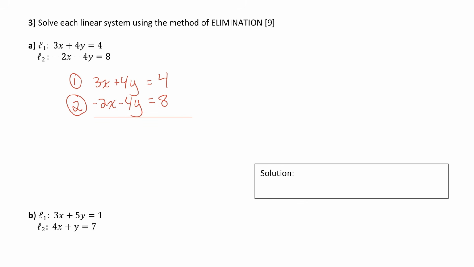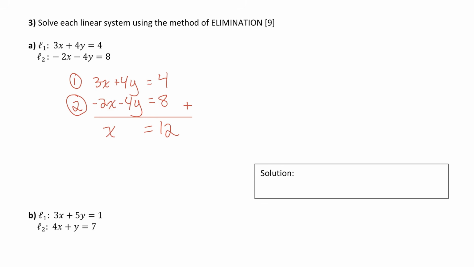Because the coefficients of the y's have opposite signs, I know that adding them will eliminate them. If we add all like terms, so add the x's first, 3x plus negative 2x is just 1x. Add the y's, 4y plus negative 4y is 0y, the y's eliminate, equals, add the constants, 4 plus 8, that's 12. So I know x equals 12.